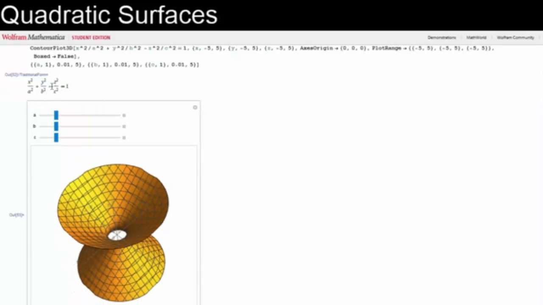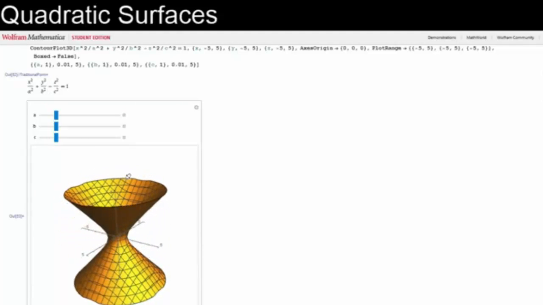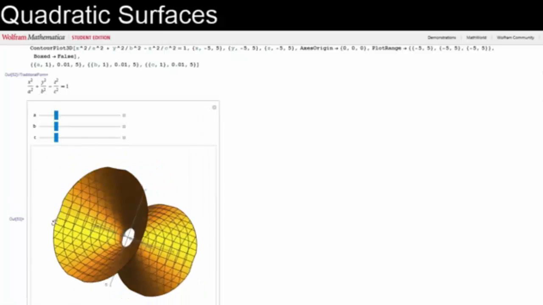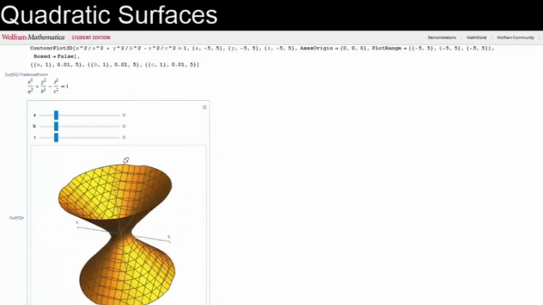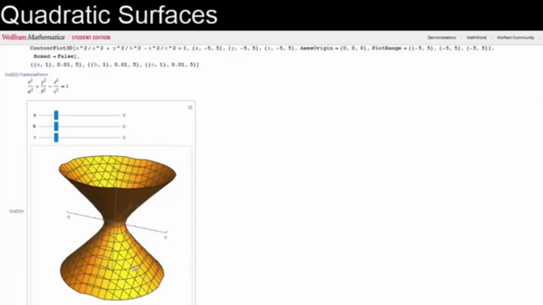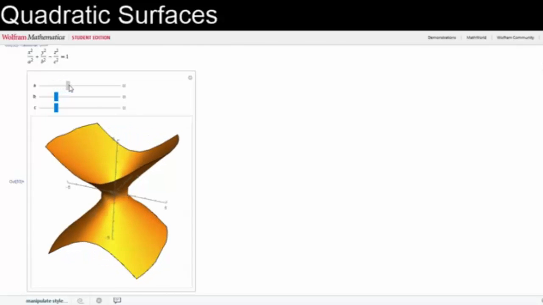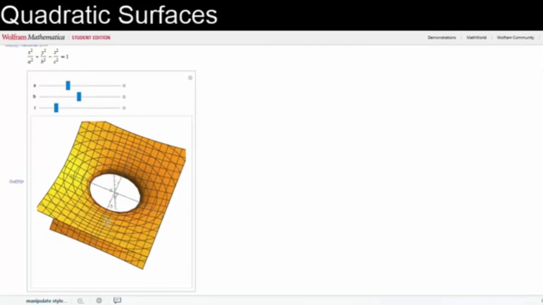So since z has the negative here, that means the z-axis goes through the tube. Likewise, maybe if the minus were on the x, it would be tilted to look like this, for example. Okay? So in this situation, the a and b end up doing pretty much the exact same thing as they've been doing, and they make this either more or less elliptical, the hole here.